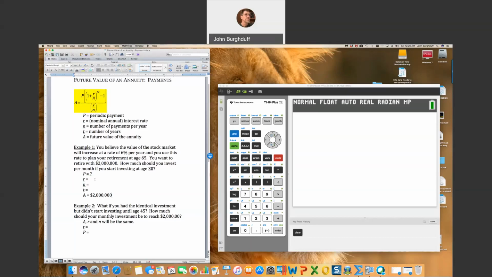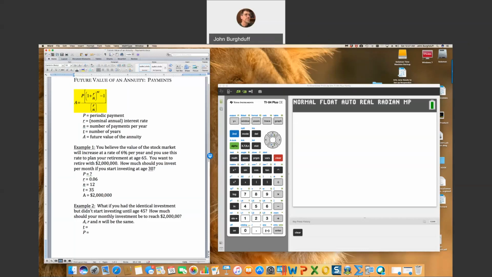We do know what we believe the interest rate is going to be over this period of time, and we have to convert that to a decimal. 6% is 0.06. We're going to be making monthly payments, so n, which stands for the number of payments per year, should be 12. And the time, if you begin investing at age 30 and retire at age 65, is a span of 35 years.